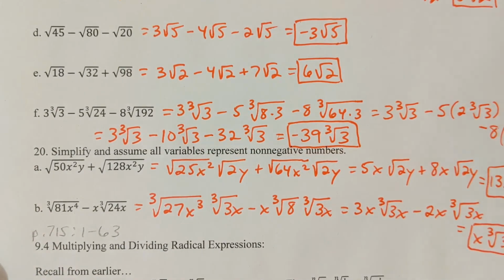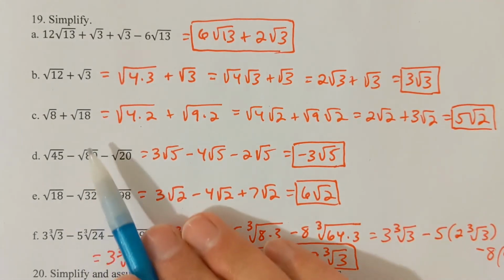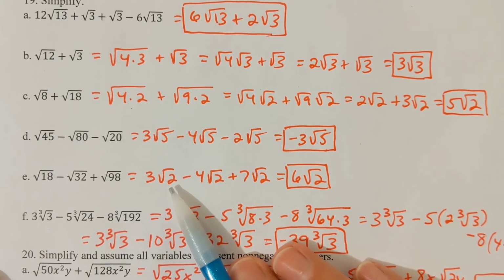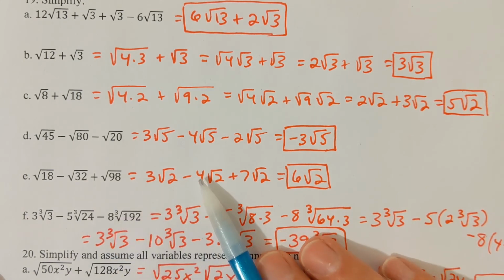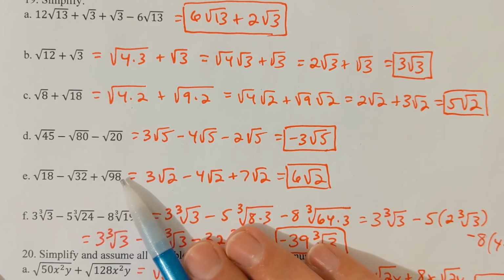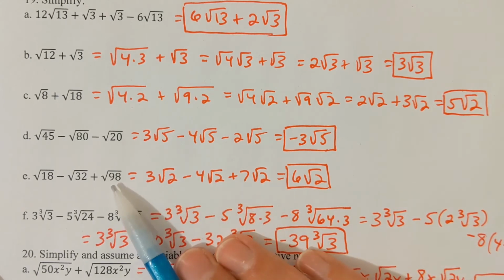Okay, here's another one, part E. Let's simplify these. Now the square root of 18, we've already simplified that from earlier. That was the same as 3 root 2. With the square root of 32, if we use 16 and 2, we know the square root of 16 is 4, so 4 root 2, that would be the simplified form of the square root of 32. And then with the square root of 98, 49 times 2 is 98, and we know the square root of 49 is 7. So 7 root 2, that would be the simplified form of the square root of 98.